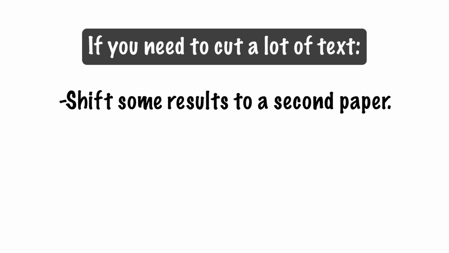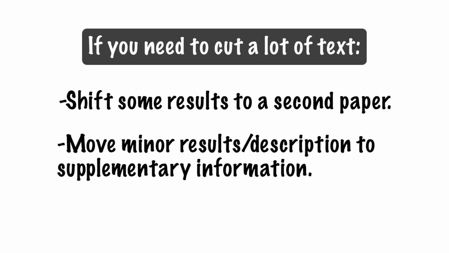If you need to cut a large amount of text, start by reviewing your findings and see if you can shift one or more results to a second paper. You might also shift some results in their description to supplementary information. For example, there may be data that don't directly support your main finding, but that might be simply referred to briefly in the main narrative.